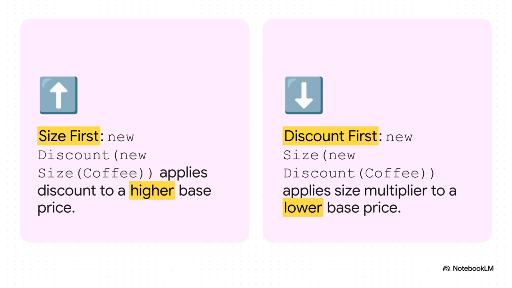In the first sequence, we apply the size first. Let's say we make the price 1.5 times bigger for a large, and then we apply a 10% discount to that new higher price. Got it? Now in the second sequence, we do it the other way around. We take the base price, apply the 10% discount first, and then we apply the size multiplier. You're going to end up with 2 completely different final prices. This is huge. The order of operations is critical.